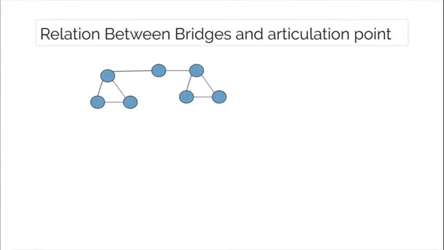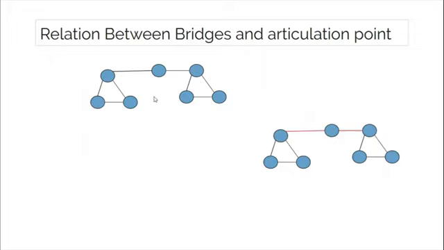Now we will study the relation between articulation points and bridges. For this graph, how many bridges are there? If we look closely, there are two bridges, and those two bridges are these two, which are marked as red. If you remove any of the bridges, then the graph would get disconnected. Now for the same graph, what are the articulation points? These are the articulation points which are marked as red.